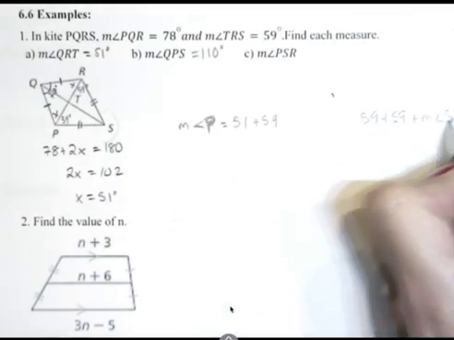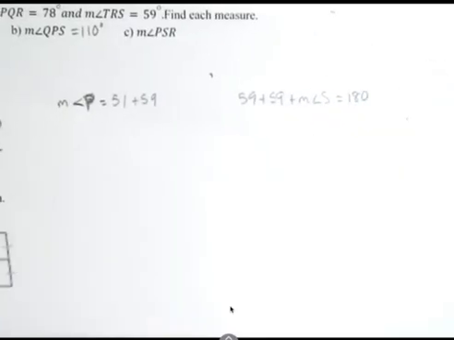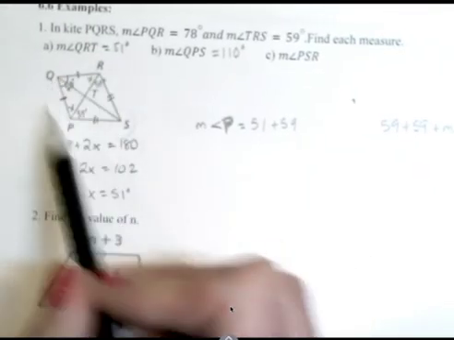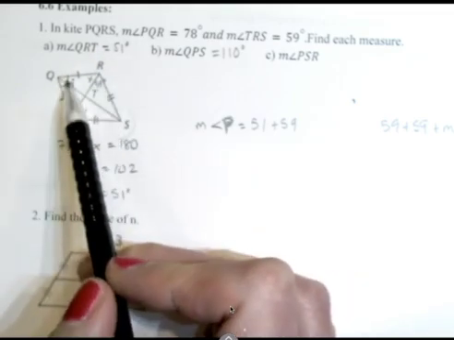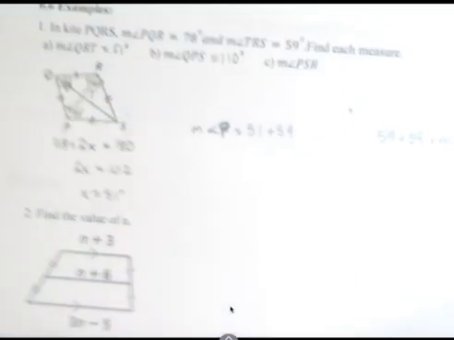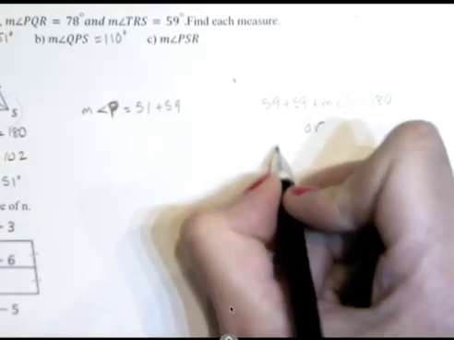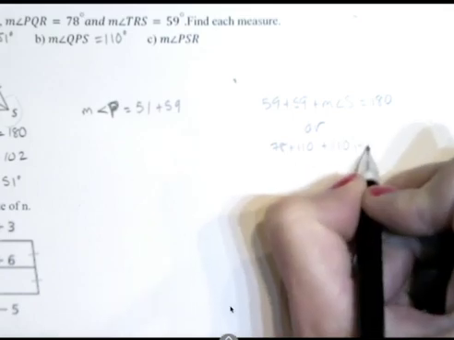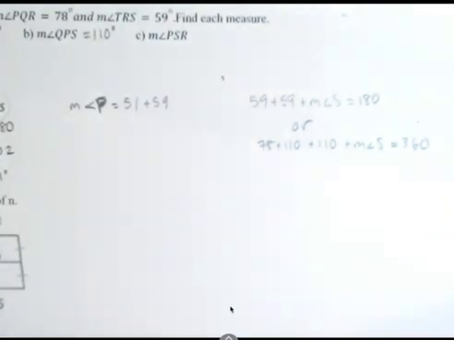Plus measure of angle S equals 180. Sorry, I'm going off the page there. Or another way I could do this: all the angles in a quadrilateral must add to 360. So I could also add 110 plus 110 plus 78 plus angle S equals 360. So I'm just going to write that one here. Or 78 plus 110 plus 110 plus measure of angle S equals 360. So either one will get you the solution for angle S, okay?